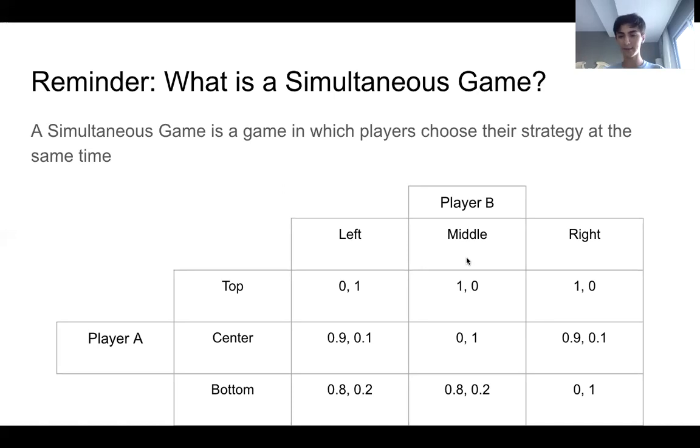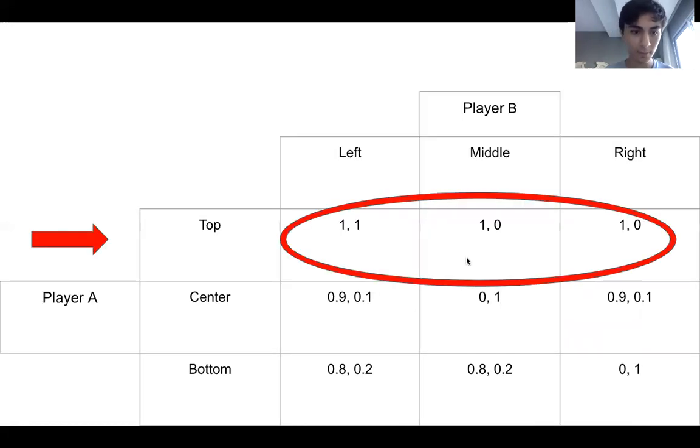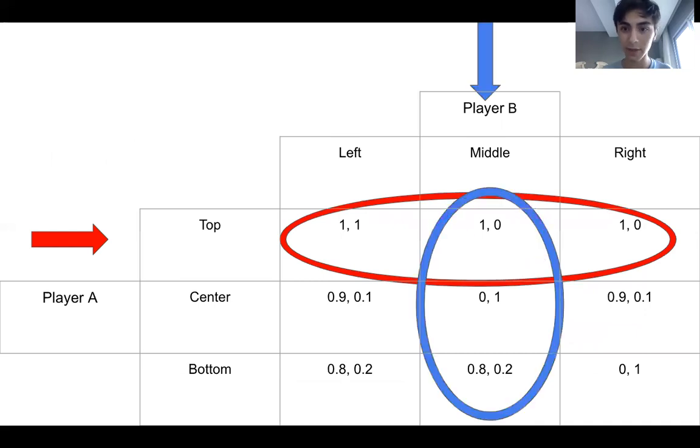So what I have displayed here is basically a game tree, but for a simultaneous game. This is called a game table, and it displays all of the possibilities and outcomes given players selecting specific choices. So if player A chooses top and player B chooses middle, then the final outcome is this. Player A gets 1 point and player B gets 0 points.